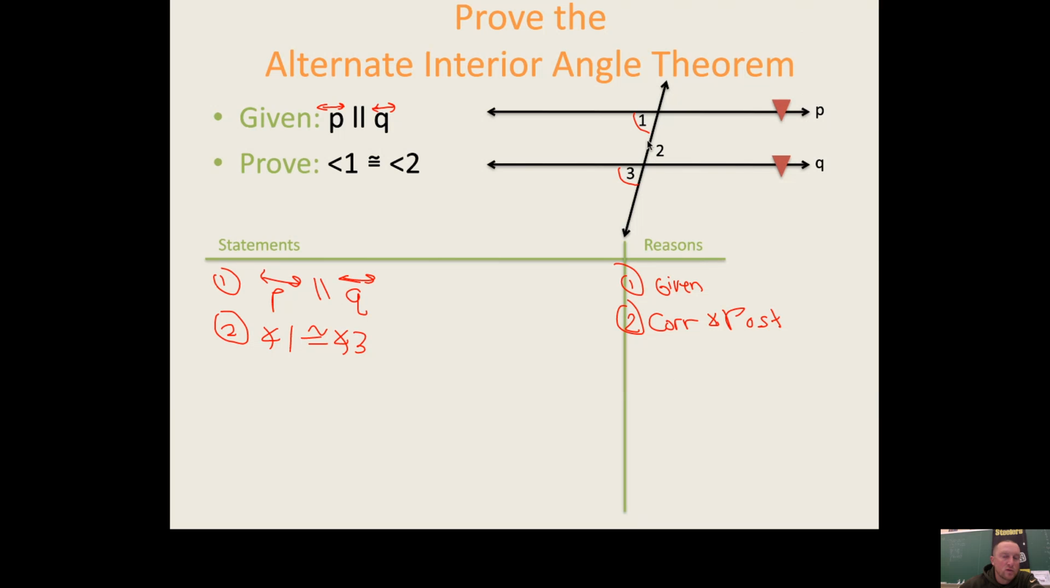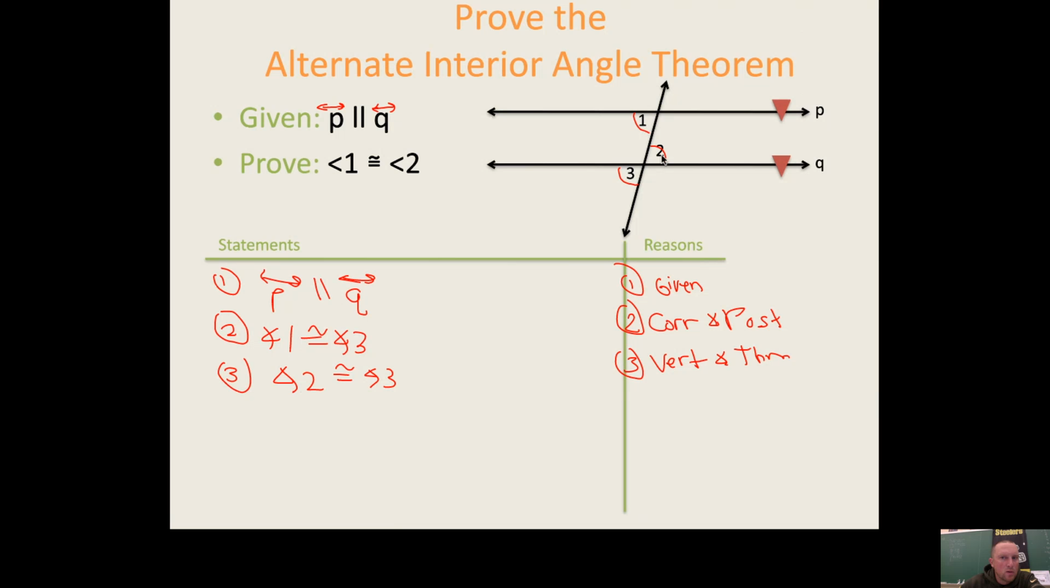Okay, now we need to show that angle 1 is congruent to angle 2. Well, how are we going to do that? What do you know about angle 2 and angle 3? Look at them. They're congruent to each other also. How come? What kind of angles are those? Those are vertical angles. We already proved the vertical angle theorem, so you're allowed to use it. So you can prove something else. We're using this shortcut to prove a new theorem, so we can use that in a different proof.